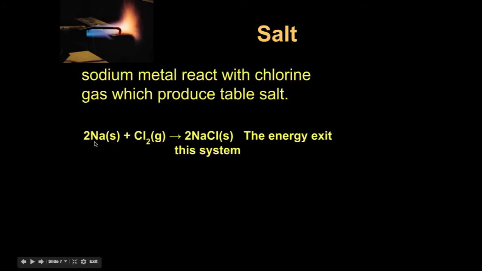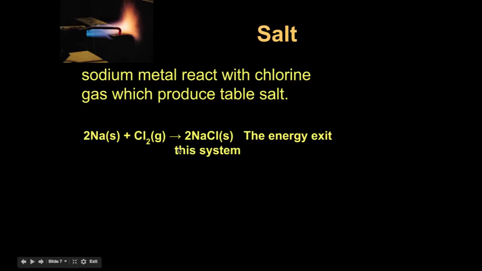So Na is our sodium. I know that because I look at my periodic table. Cl is chlorine. In here, some people ask, what is S? What is G? S basically means it's solid. G means it's a gas. So sodium metal usually is in the solid form, reacts with my gas chlorine that produces my sodium chloride, which is also called table salt.